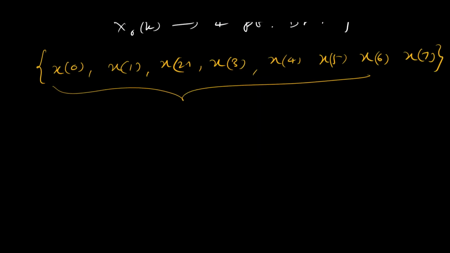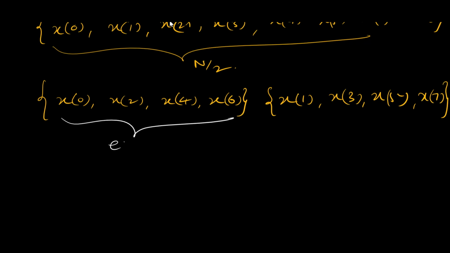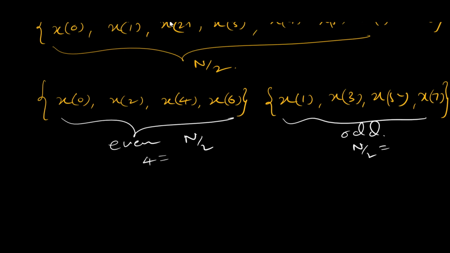Now if I have to decimate this sequence into two equal parts, that is N by 2, let's separate out the even samples first: x0, x2, x4 and x6. And the other ones are the odd samples: x1, x3, x5 and x7. This is my even sequence, and likewise this is the odd sequence, and its length is N by 2, that is equal to 4.